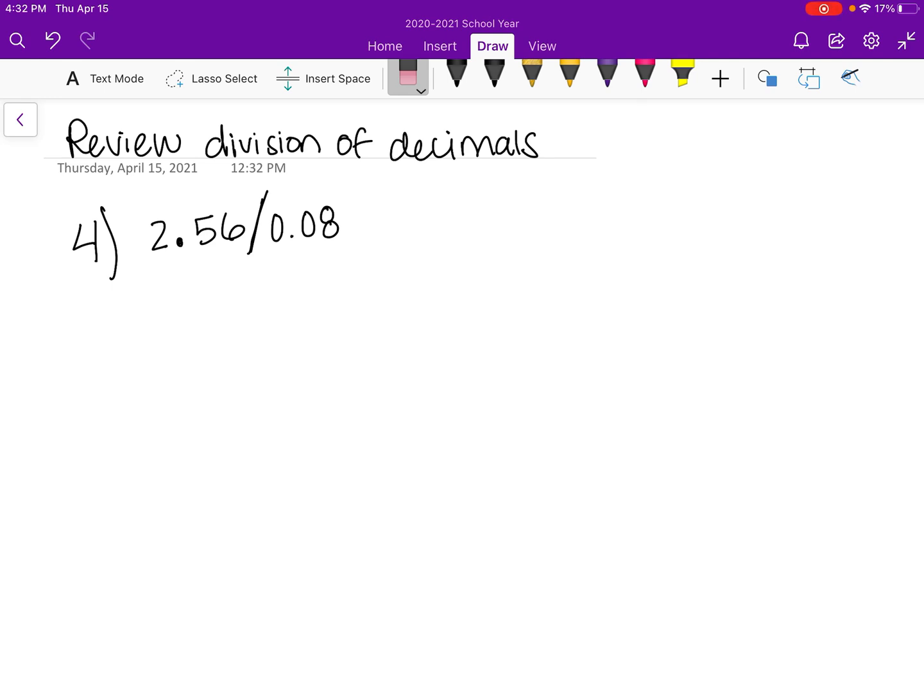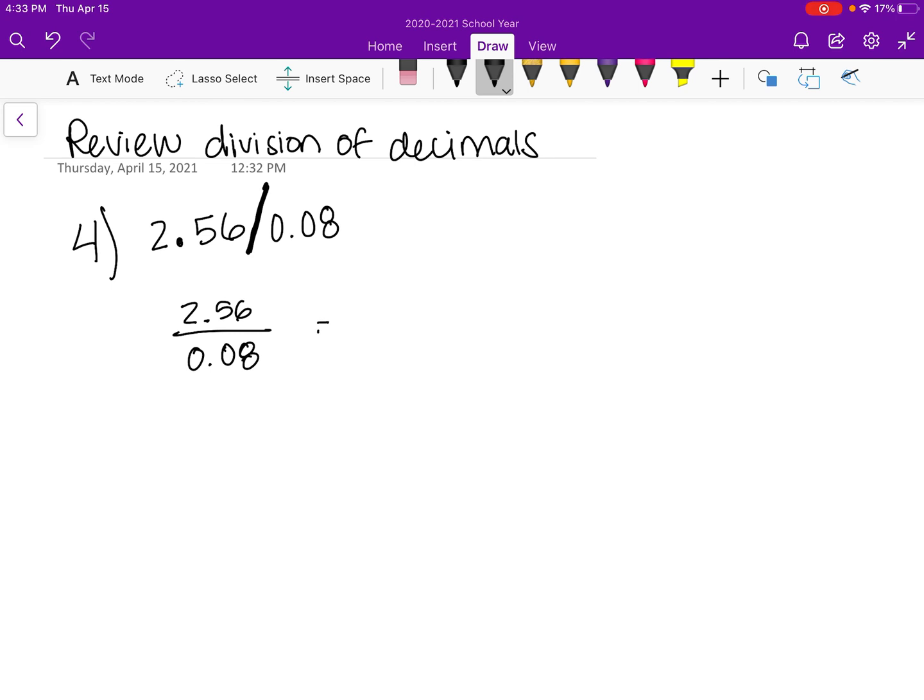All right, problem 4 on our division of decimals review. The question is 2 and 56 hundredths divided by 8 hundredths. This slash right here, that is basically the computer way of writing a fraction. So we have 2 and 56 hundredths divided by 8 hundredths.